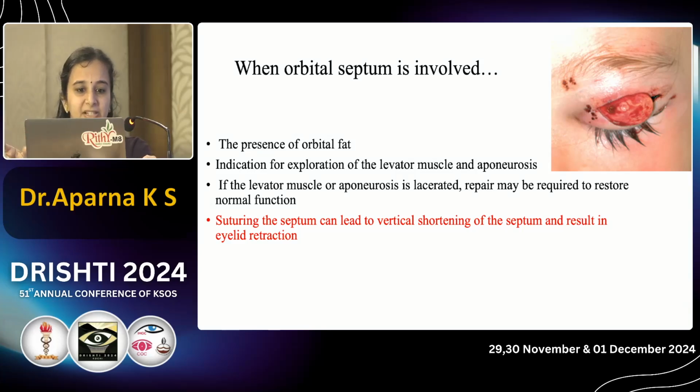Whenever there is presence of orbital fat, it is an indication for exploration of the levator muscle and aponeurosis, and we may have to repair the levator aponeurosis if it is lacerated.